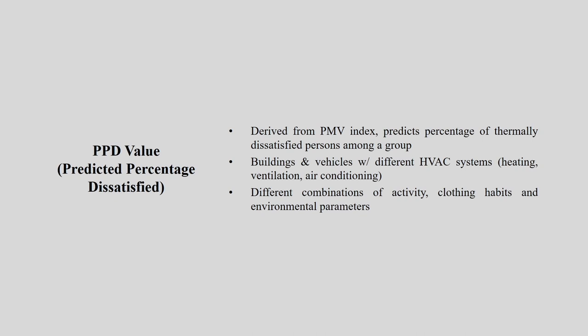The next one, very important, is the PPD. PPD is the predicted percentage dissatisfied. It is derived from the PMV index and predicts the percentage of thermally dissatisfied persons among a particular group. For buildings and vehicles with different HVAC systems, where we are talking about heating, ventilation, air conditioning and everything, okay. Specifically when we are talking about a specific working environment in a building, in those cases we use this particular thermal comfort index, okay.